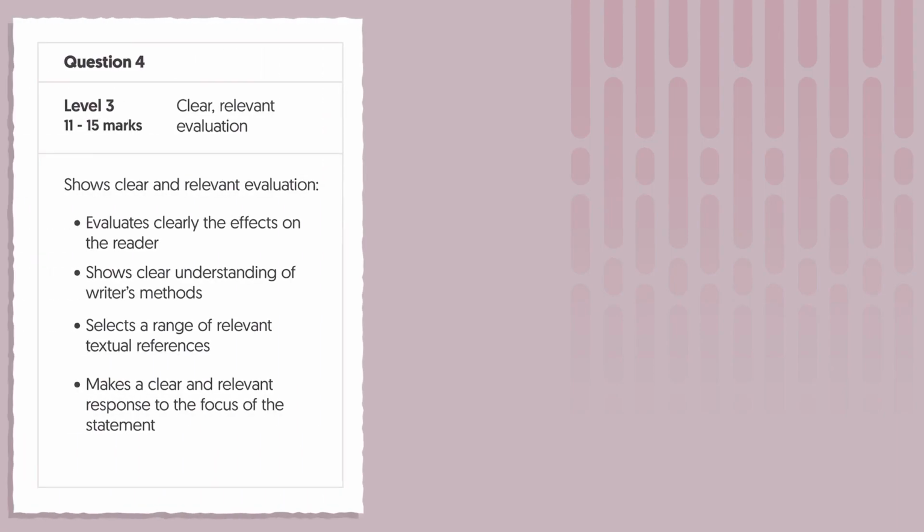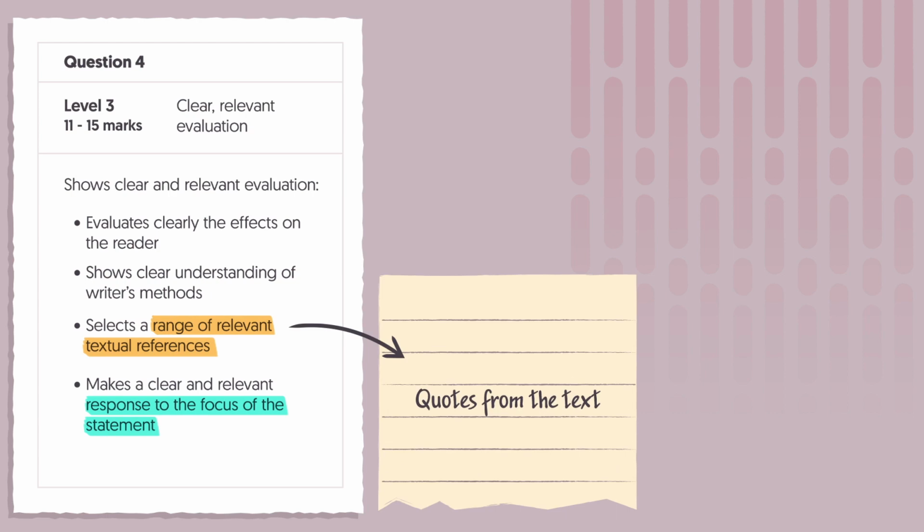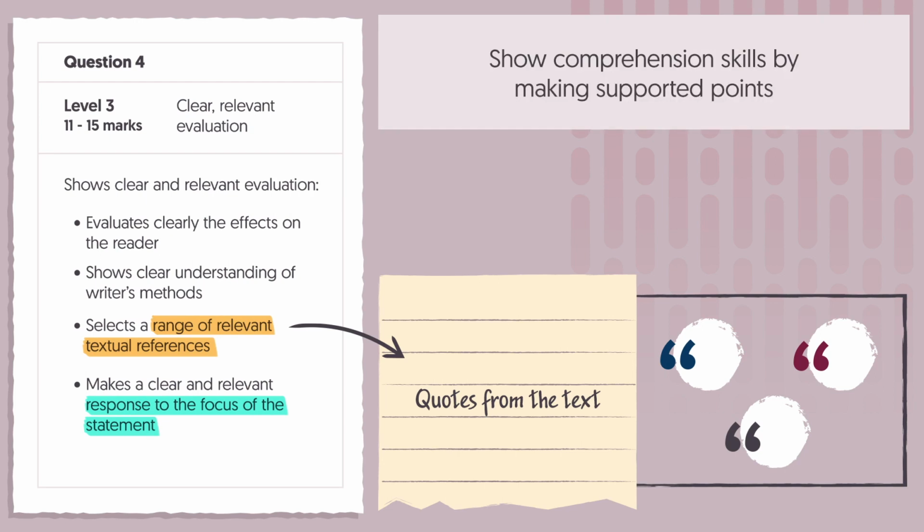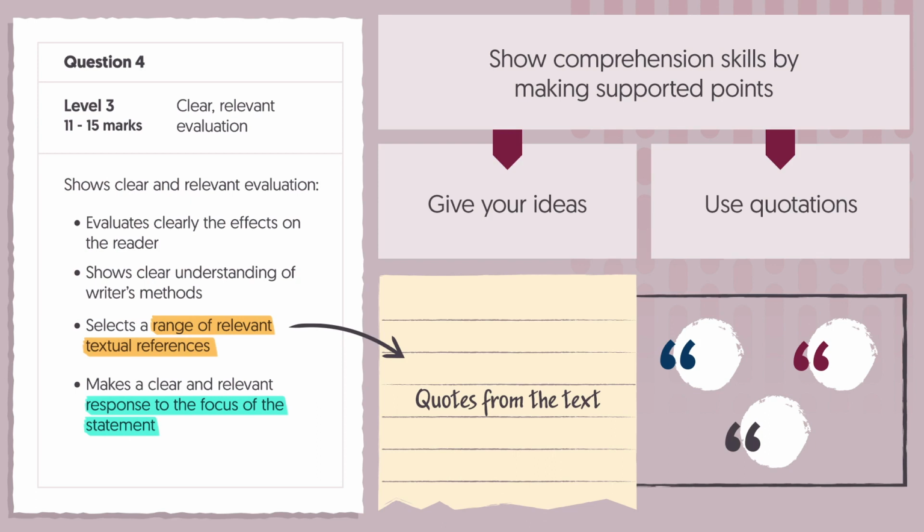Let's double-check this by taking a look at the mark scheme grid. You can see that the bottom 2 bullet points ask you to make a response to the focus of the statement in the question and use a range of textual references, which means quotes from the text. In terms of a range, 3 is plenty for the amount of time you have for this question. So this just means you need to show your comprehension skills by making supported points about the statement, giving your ideas, and using quotations from the text to support them.